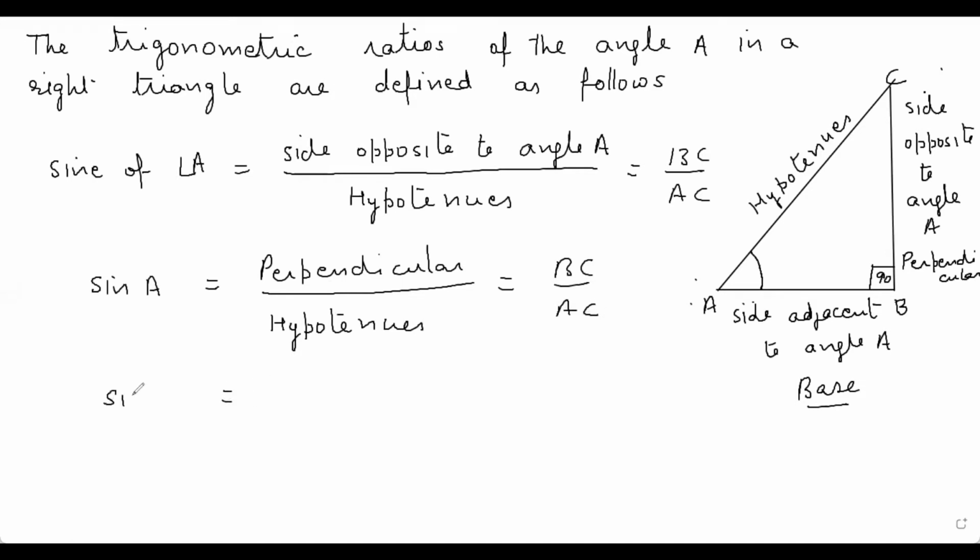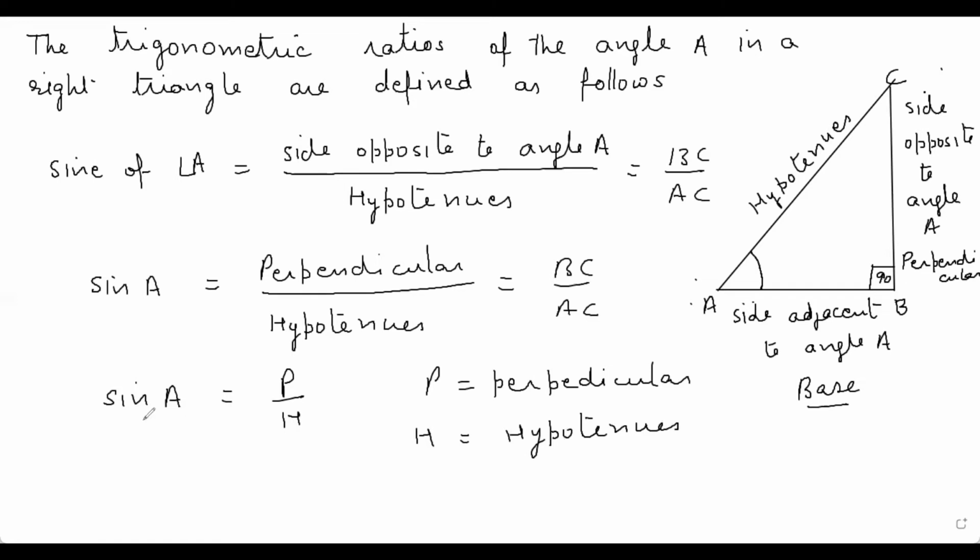So I can also write sin A is equal to P by H, perpendicular by hypotenuse. P means perpendicular, H means hypotenuse. We pronounce it as sine, but it is S-I-N. Sin A is equal to P by H. P means perpendicular, H means hypotenuse.